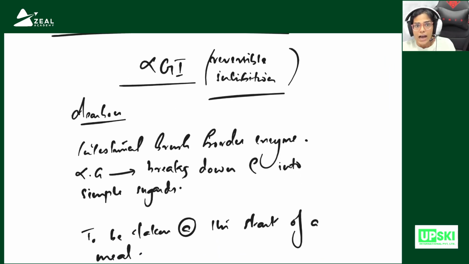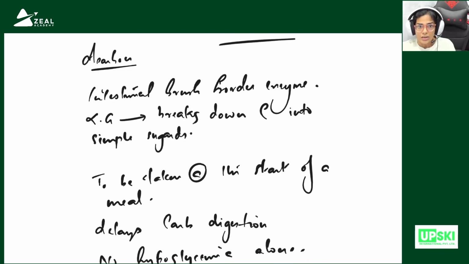The next class of drugs are alpha-glucosidase inhibitors. These drugs are reversible inhibitors of the alpha-glucosidase enzyme, which is present in the intestinal brush border. This enzyme is meant for the breakdown of carbohydrates into simple sugars. When you inhibit this enzyme, the breakdown of carbohydrates doesn't happen fast, so it slows down the breakdown of carbohydrates. That's how we reduce the sudden increase in blood glucose levels.